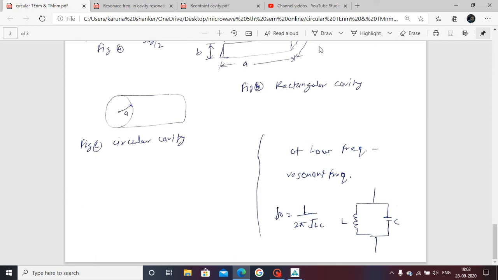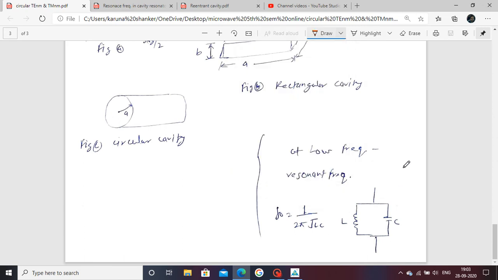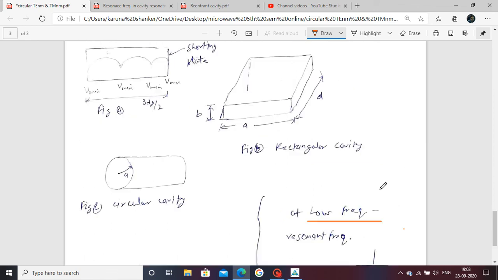Resonance circuits at low frequency are this circuit. This is your resonance circuit at low frequency. A particular frequency is produced by this, and a particular frequency is also tuned by this. This is your resonance circuit.